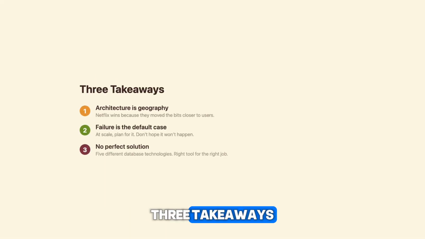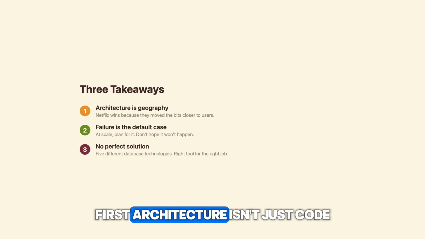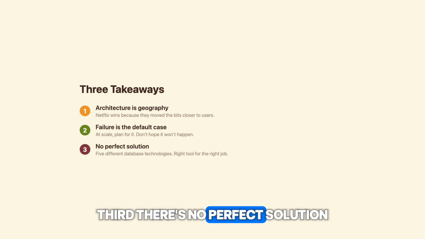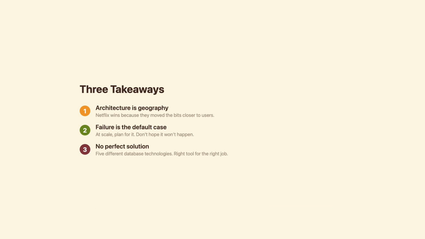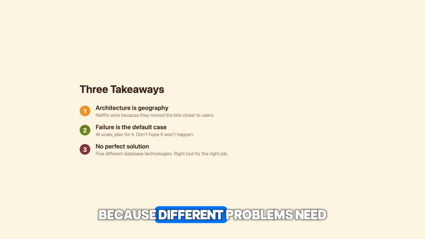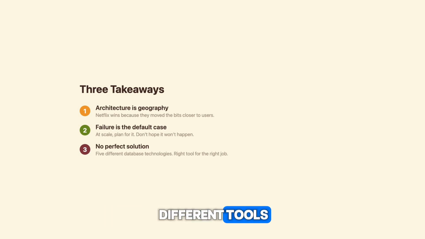3 takeaways. First, architecture isn't just code, it's geography. Netflix wins because they moved the bits closer. Second, at scale, failure is not an edge case, it's the default case. Plan for it. Third, there's no perfect solution. Netflix uses 5 different database technologies because different problems need different tools.